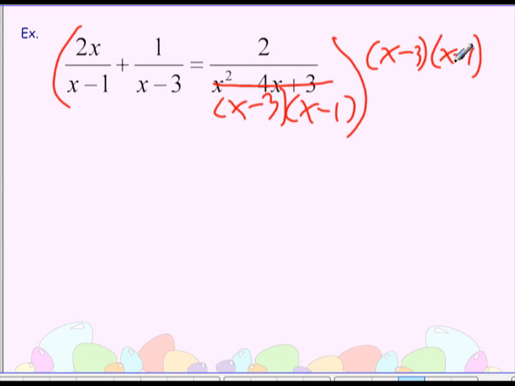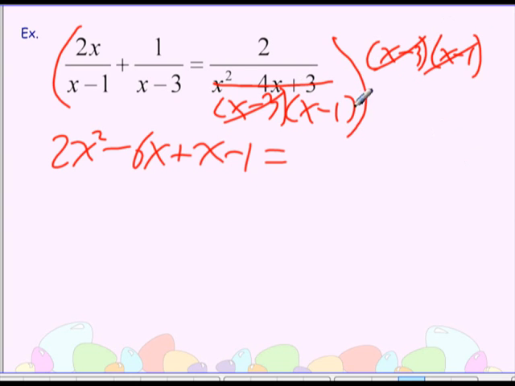So if we multiply this first term in the expression, the x minus 1's cancel. So we just have the 2x times the x minus 3, which is 2x squared minus 6x. And if we multiply that by this term here, the x minus 3's cancel, and we're just left with 1 times the x minus 1, which is just x minus 1. And over here, everything cancels on the denominator, so we're just left with 2.